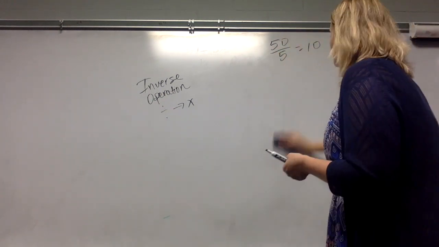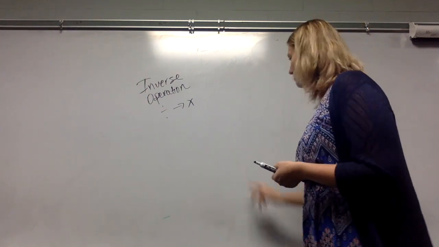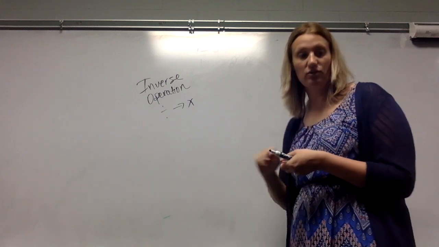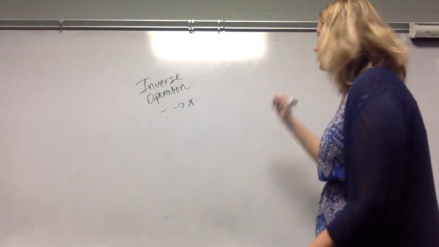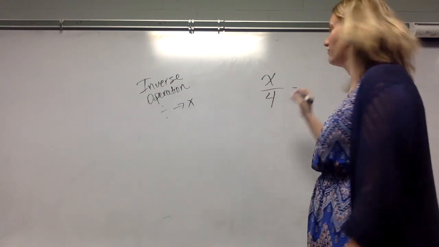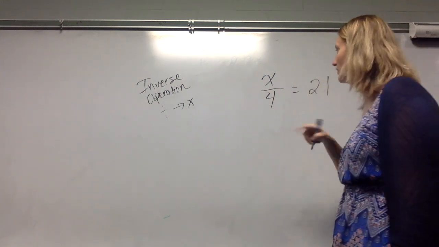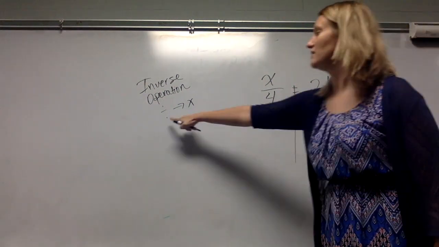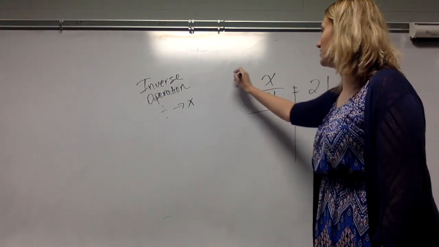Now, there becomes that point where we will start to skip the step of taking 1 times x, because we know that we are just going to get to x. So in another example, x divided by 4 equals 21. So again, I'm doing division. I need to isolate my variable. The inverse operation of division is multiplication.